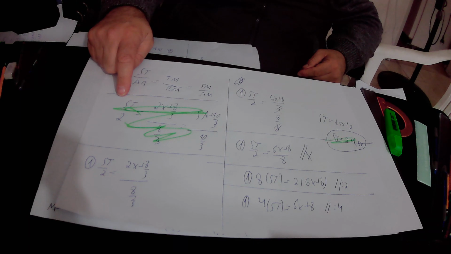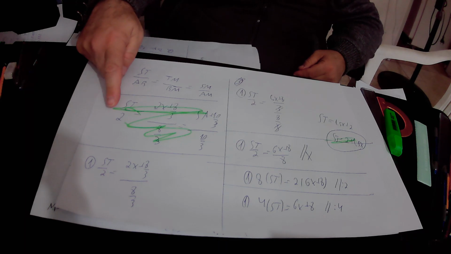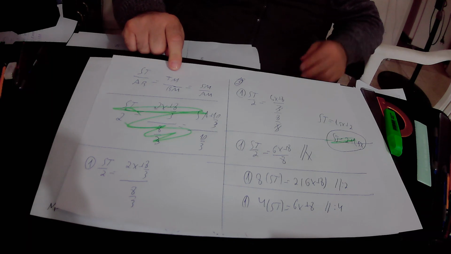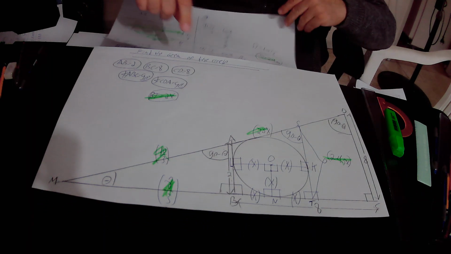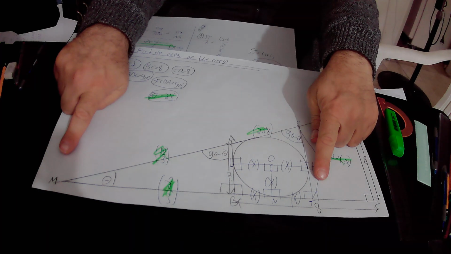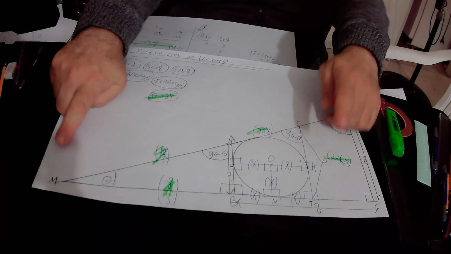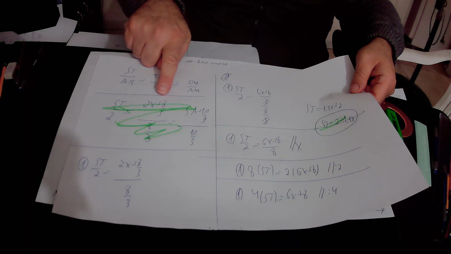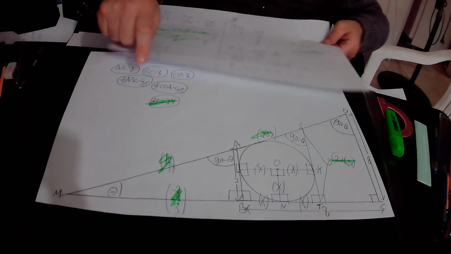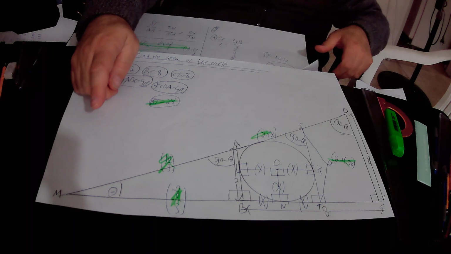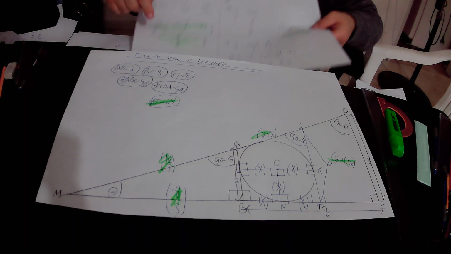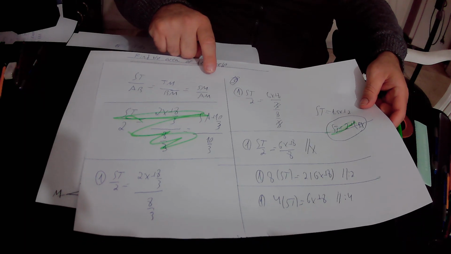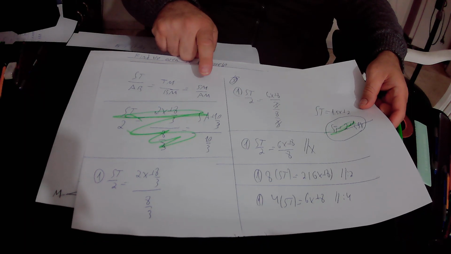ST is the missing side, so we leave it as it is, over AB. AB is 2. And that equals TM over BM. What is the value of TM? From the drawing, it is very easy to see that TM equals 2x plus 8 over 3. So here TM equals 2x plus 8 over 3, over MB. MB is 8 over 3. Here BM is 8 over 3, and it also equals SM over AM.